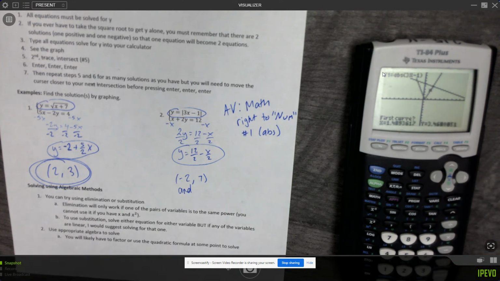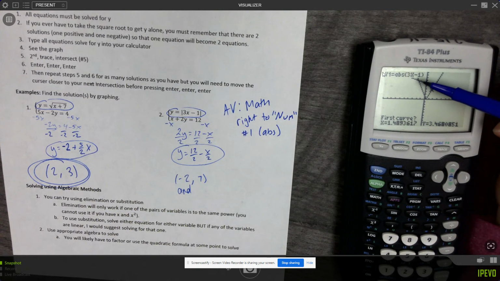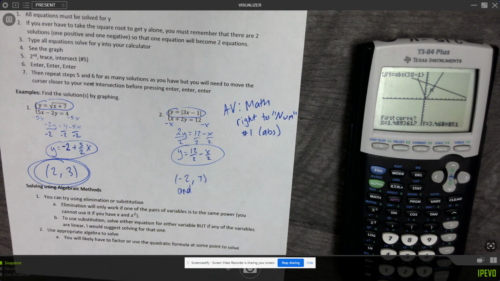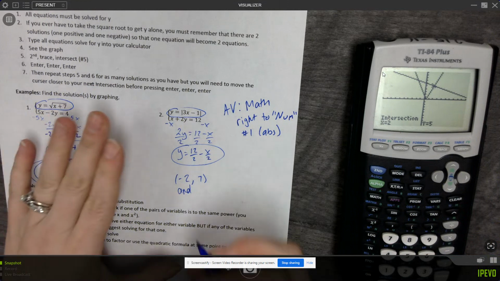I don't even need it to be on that intersection or close. I just need it to be closer to that one than the one I was already on. Once I'm there, then enter 3 times. No other moving. Enter, enter, enter. And it should come up. 2, 5.